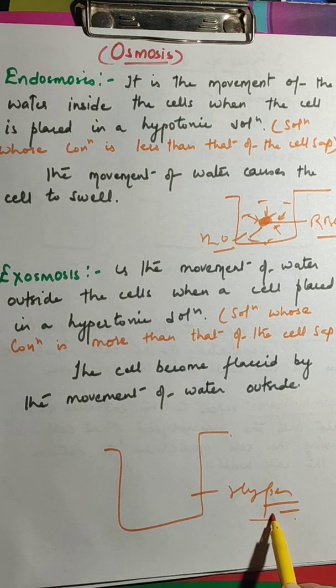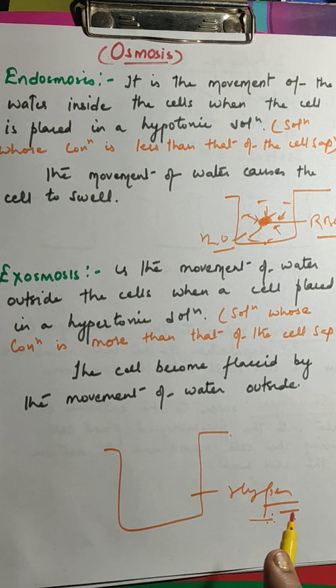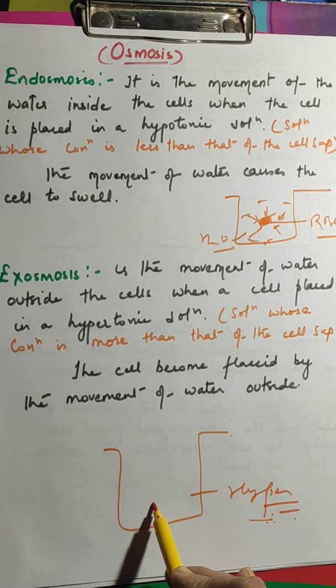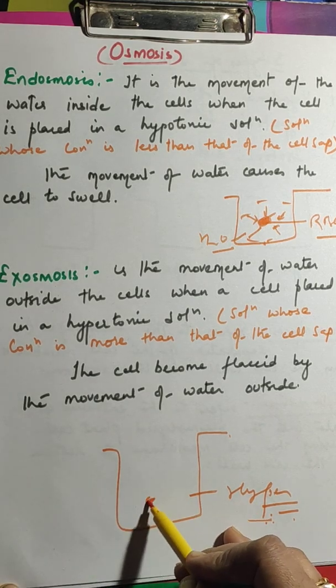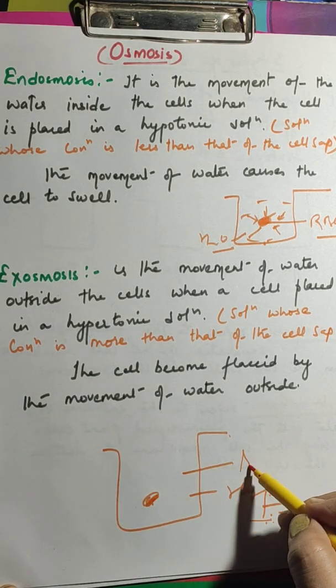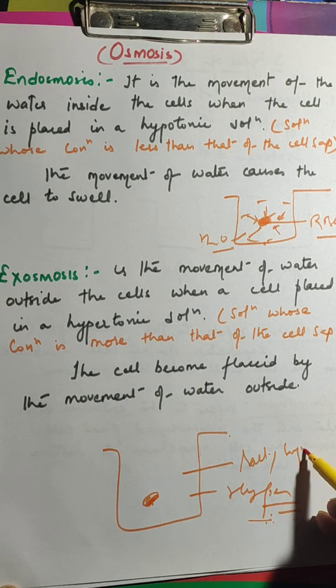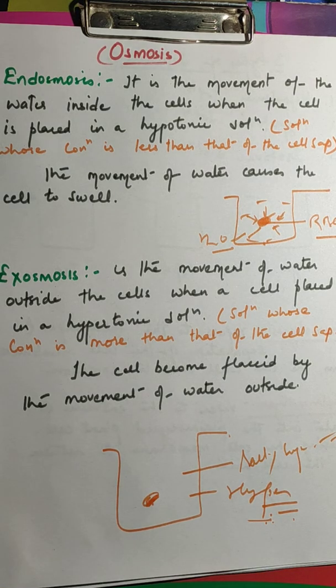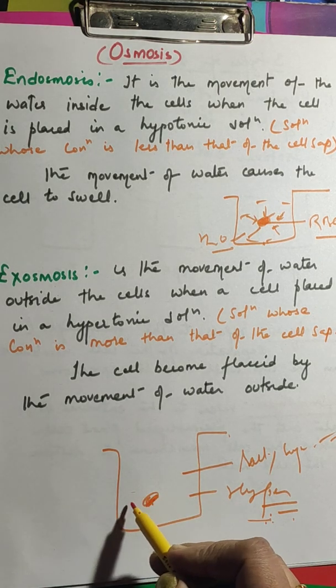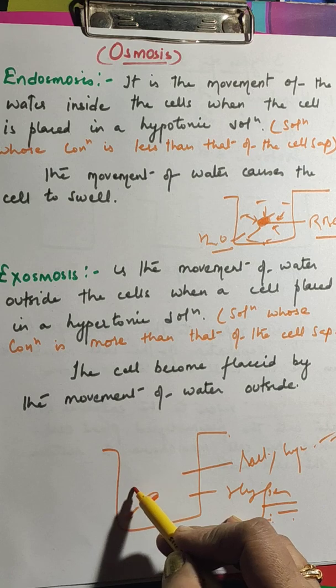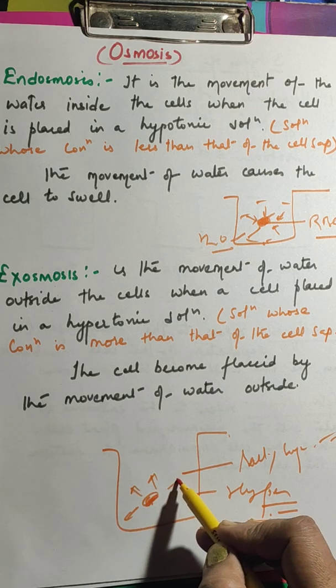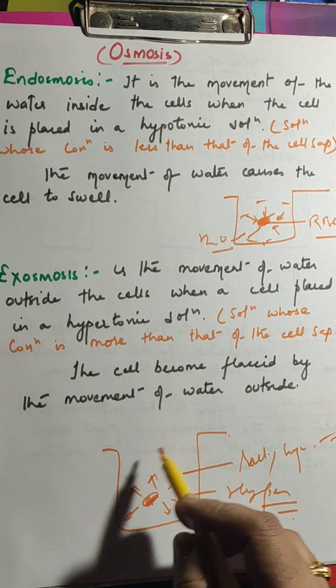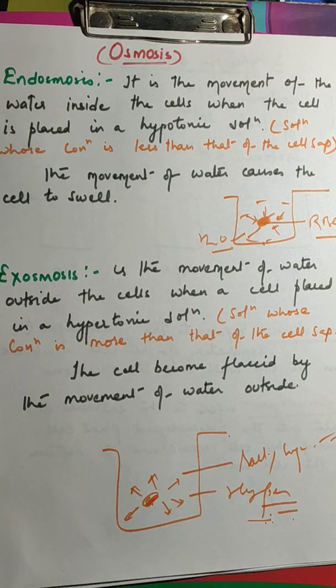Hypertonic means a solution containing less water and more sugar or salt or anything. So in this case, this is the RBC and this is salt or sugar or whatever. So in this case, the RBC will lose water by the process of osmosis. So that is known as exosmosis. It will lose water. And that is known as exosmosis.